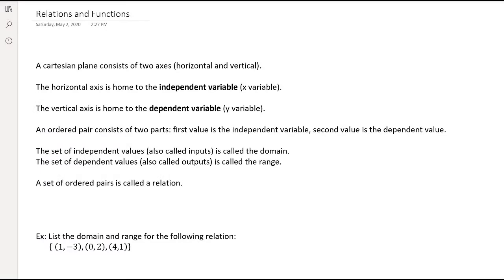Alrighty folks, in this video I want to go over relations and functions. So we're going to kick things off with a few definitions, get into some examples, and hoping you can get through your homework. So let's start off with a Cartesian plane.